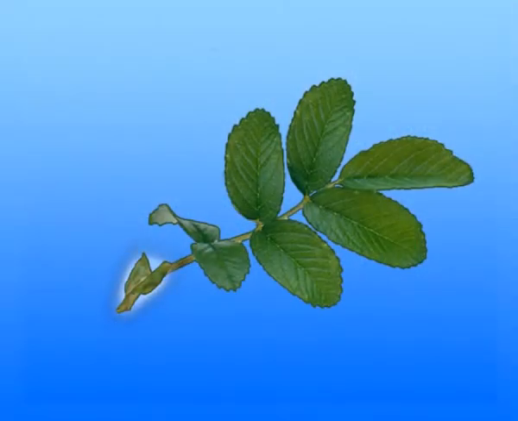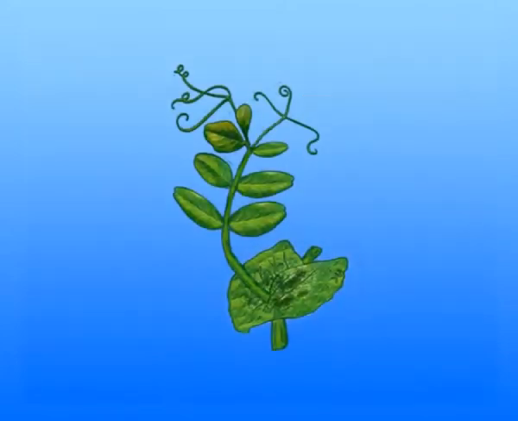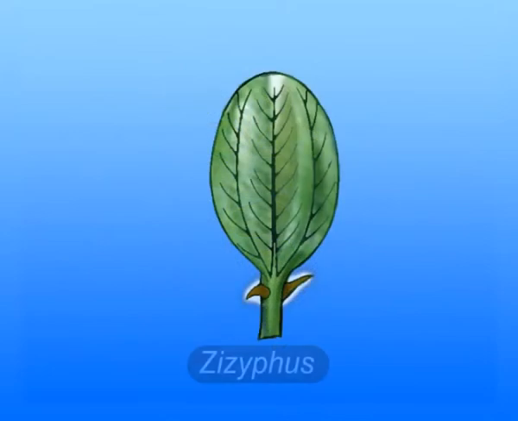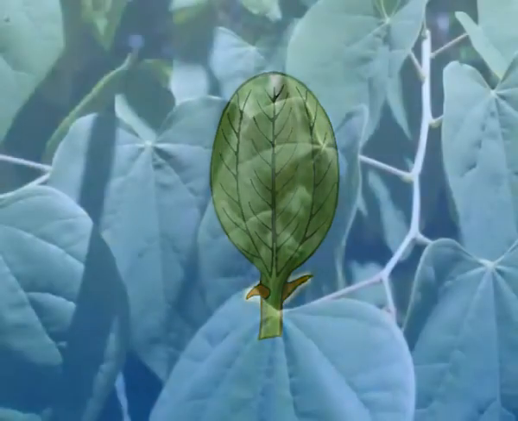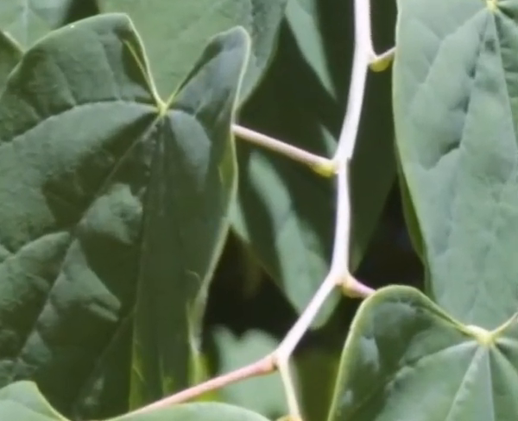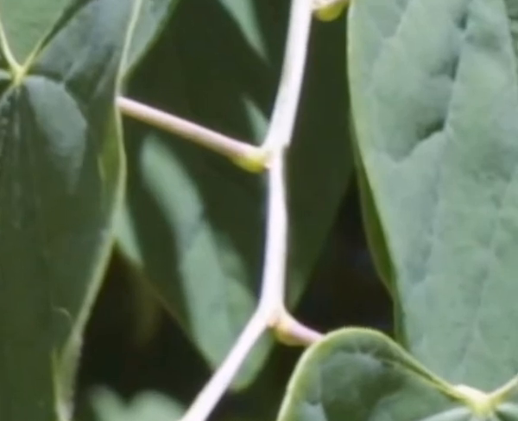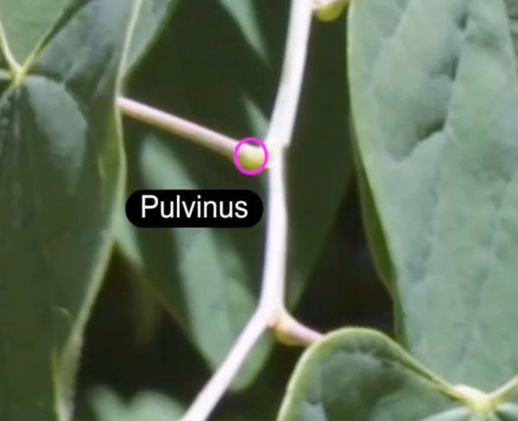Stipules are of different types. In rose, there are winged stipules, whereas in pea, leaf-like stipules are present. In ziziphus, the stipules are spine-like. In some cases, leaf base becomes swollen to form pulvinus.